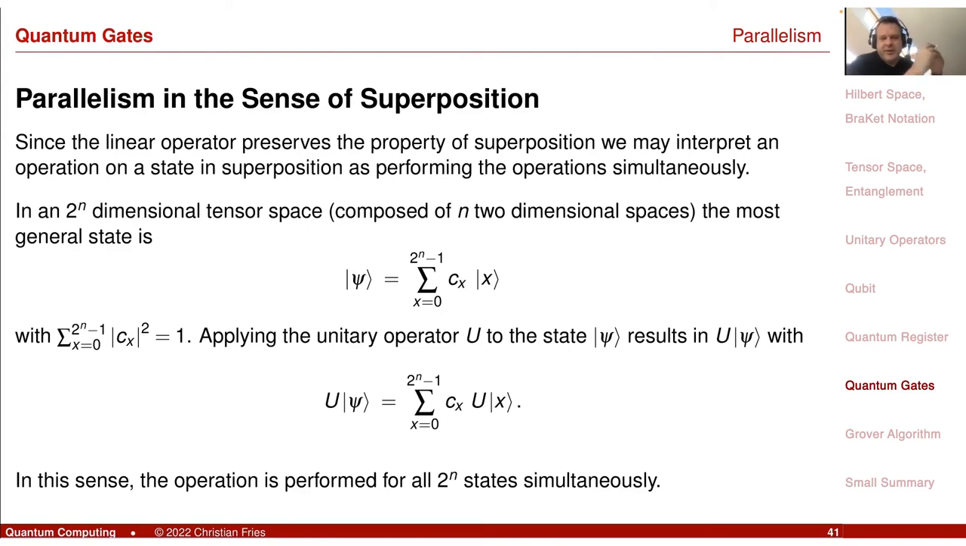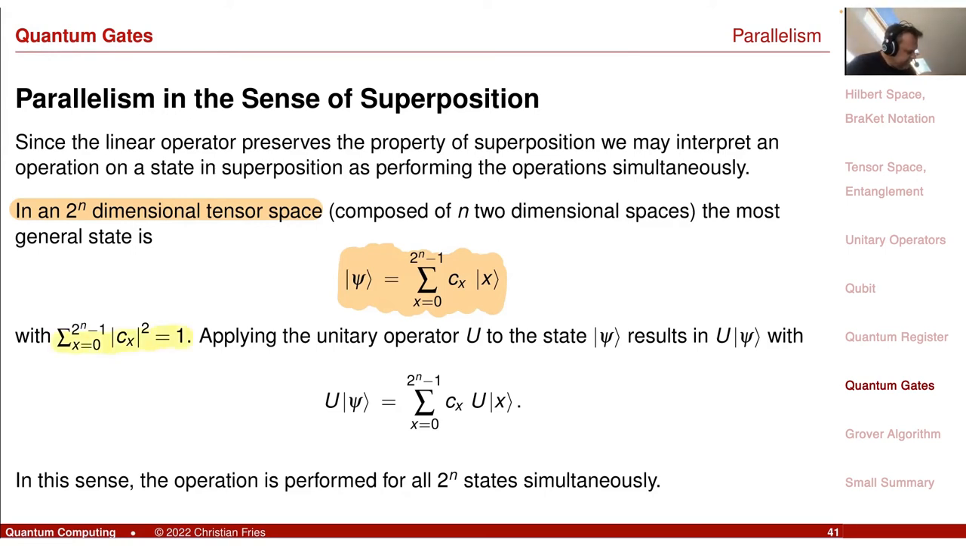So if I have a quantum register in superposition, so here in my 2^n dimensional tensor space, then my most general representation is the sum c_x ket x. So x is now an integer running from 0 to 2^n − 1. Ket x is enumerating, labeling all my orthonormal basis states, and c_x is the corresponding coefficient. We have the absolute value |c_x| squared is the probability that I measure the state being in ket x.